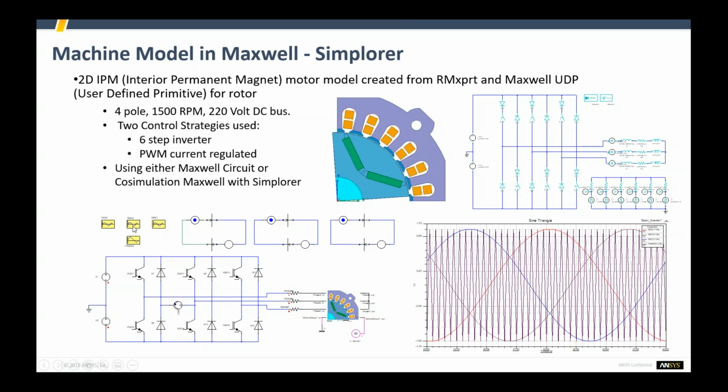For those of you who don't know what RNM Expert is, it is a design tool that gives you a lot of templates for electric machines. There are a lot of different parameters you can change in those templates, and from there you can easily generate a model instead of drawing from scratch.